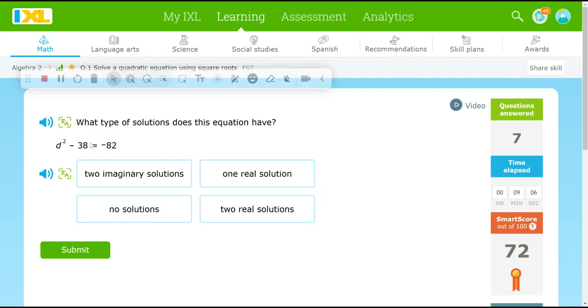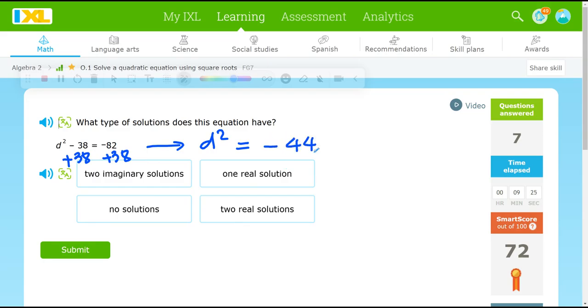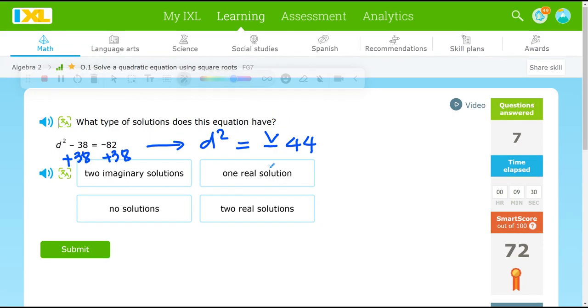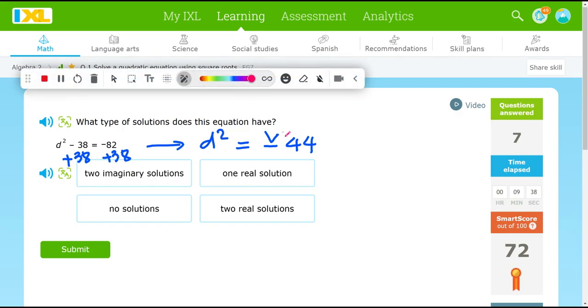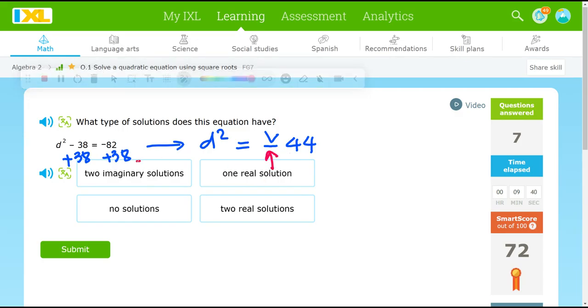Similarly over here, let's isolate d squared first. You don't want negative 38, so you add 38 on both sides. So I come out with d squared equals negative 44. Very good. So you can see here, with the negative sign right here, when you solve, it has to be 2 imaginary solutions because of the negative sign. So the answer is 2 imaginary solutions.